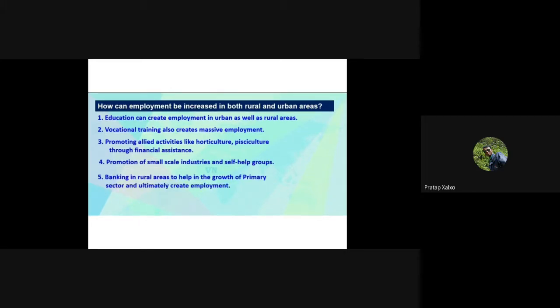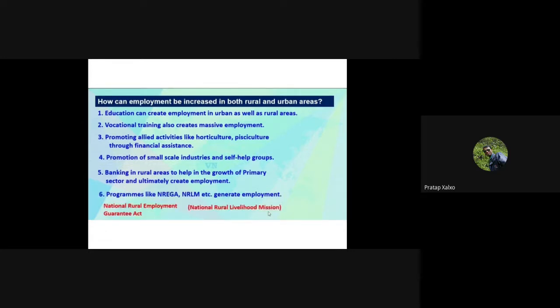Banking in rural areas helps in the growth of the primary sector and ultimately creates employment. The reason is this: poor people in the rural areas take money from zamindars and they always remain in debt. So only when the banks intervene in these rural areas will the people be helped out and they can become self-employed. Programs like NREGA and NRLM generate employment. So there are ways in which employment can be increased in the country.